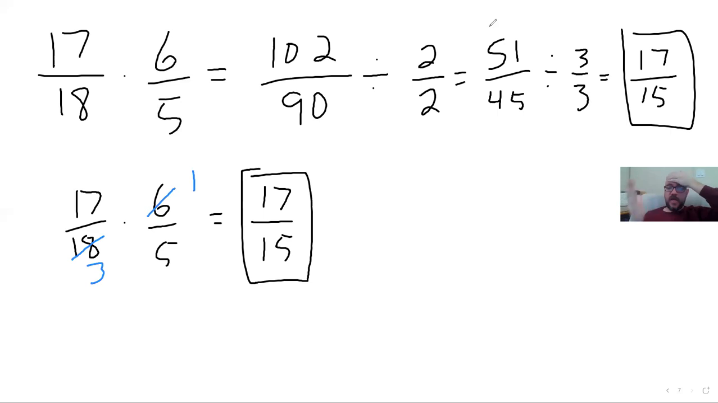And then dividing, well, let's look at what that looks like, right? So if I'm going to do, let's say, 4/3 divided by, let's do 11/6.